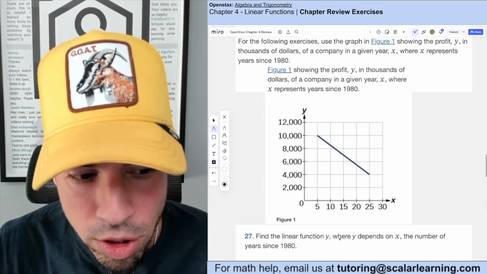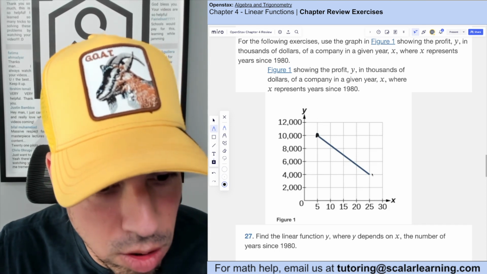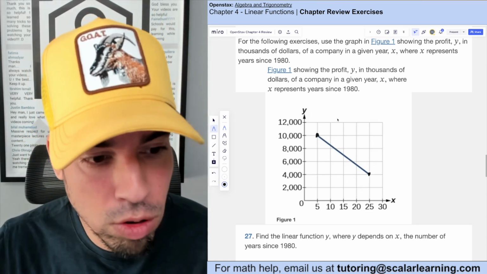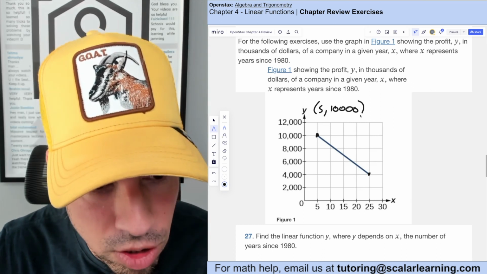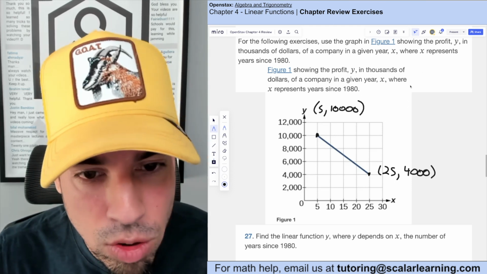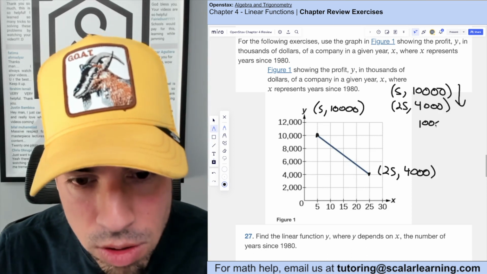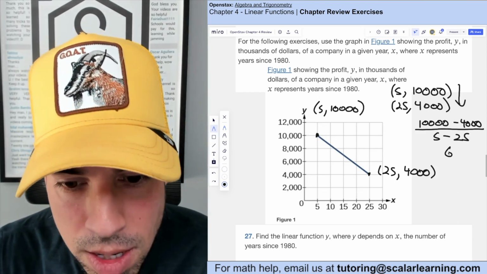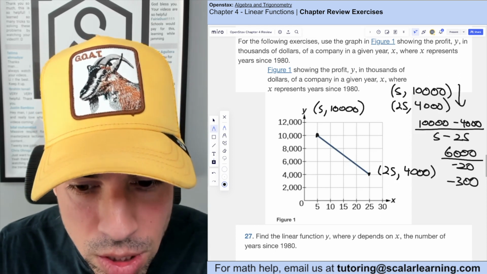Boom, done. All right, here we're meant to find the linear function y, where y depends on x. And the way we're going to do that is we're going to look at two nice, easily identifiable points. Then we're going to calculate the slope, use point-slope, etc. So here I've got a point at 5, 10,000. And here we got a point at 25, 4,000. And then what I'm going to do is stack the coordinates, and then we're going to subtract down to calculate the slope. So 10,000 minus 4,000 on top over 5 minus 25 on the bottom. So then we got positive 6,000 over negative 20, which simplifies to negative 300 for the slope.